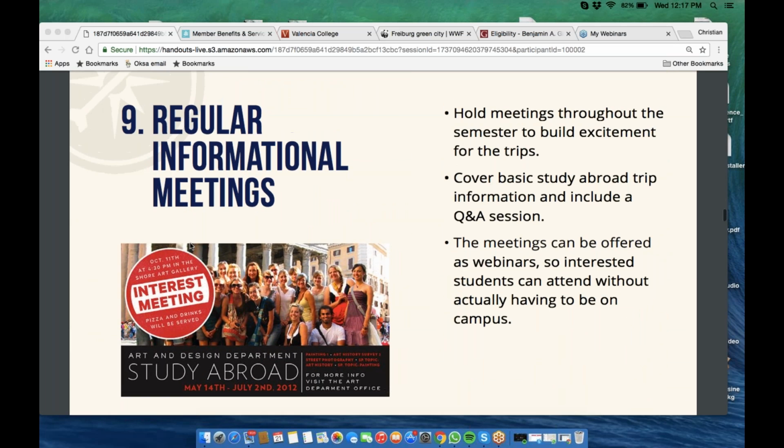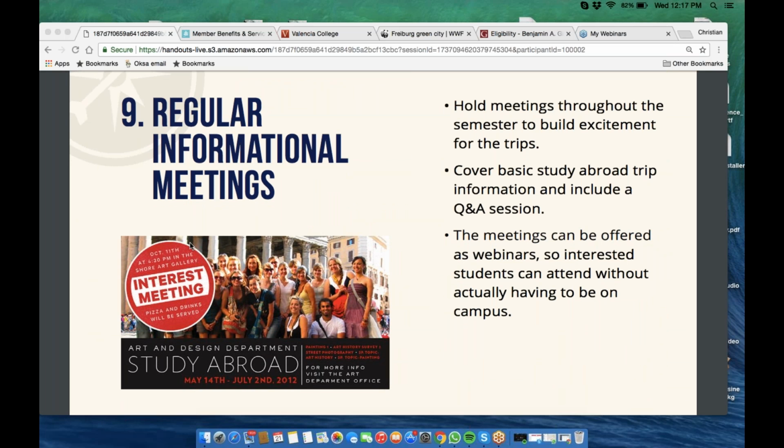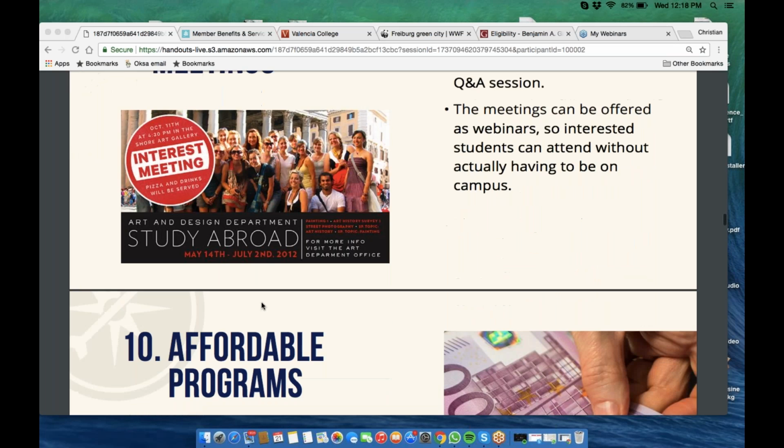Regular informational meetings. This is key. This is a good time for the professors to come together, for them to share about their programs, or if the professors aren't available, for study abroad staff, if you have in-house staff. If not, we can hold a webinar session, and students can access these meetings from home. They can listen to recorded versions. They can be informed of the necessary steps to continue in the process.